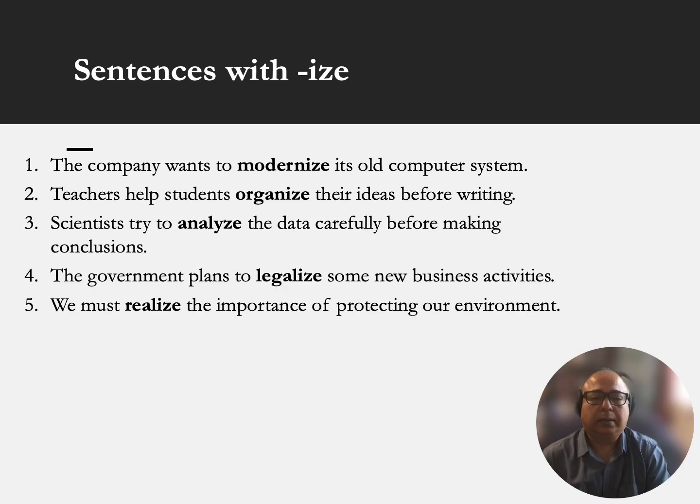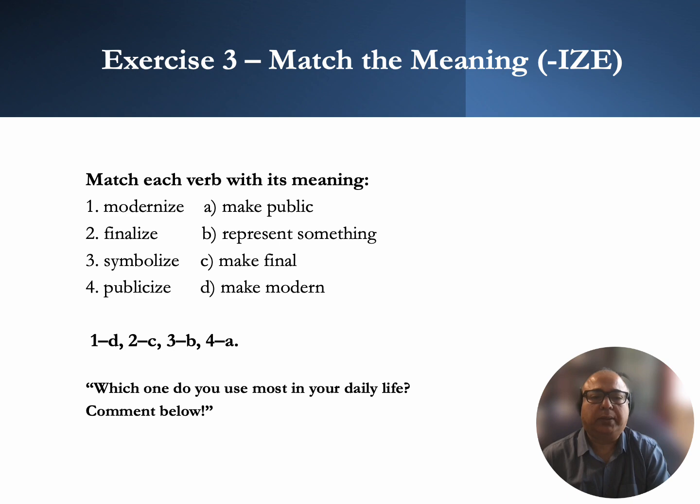Okay? Very good. So let's do an exercise. Can you match the meaning? All right, so modernize, finalize, symbolize, publicize, and there are meanings of each: A, B, C, and D. So the answers I have given you just to give you some practice. Modernize means to make modern. Modernize becomes a verb, right?